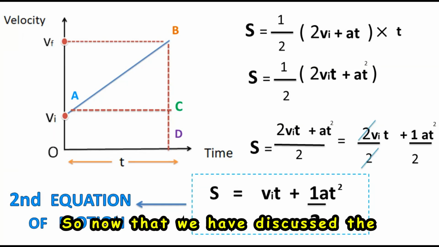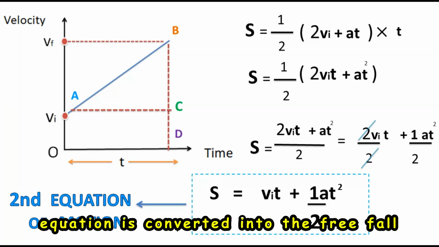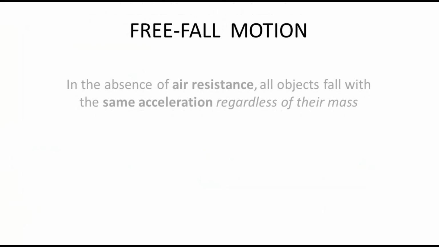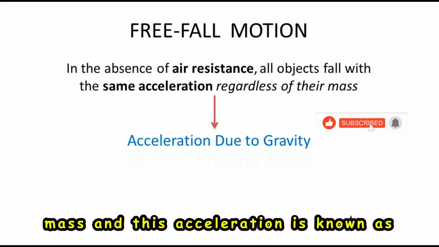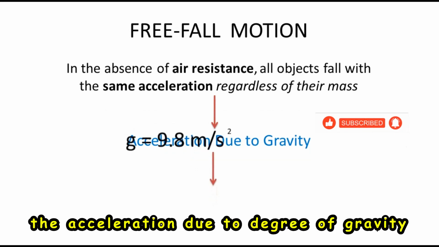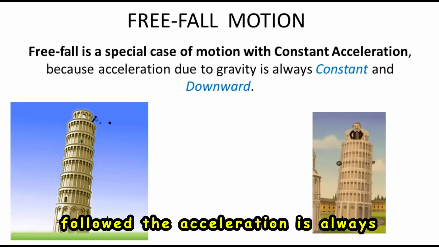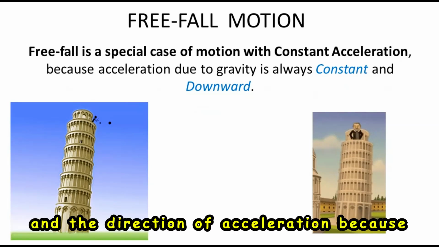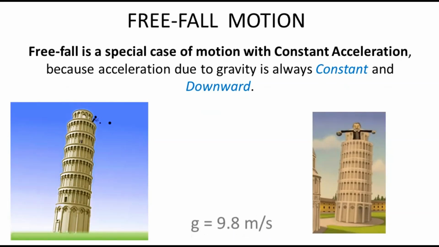So now that we have discussed the derivation of the second equation of motion, let's discuss how this equation is converted into the free fall motion's equation. In free fall, all objects fall with the same acceleration regardless of their mass. This acceleration is known as the acceleration due to gravity, and its value is always constant, 9.8 meters per second squared. In free fall motion, two conditions are followed. The acceleration is always constant, 9.8 meters per second squared, and the direction of acceleration, because acceleration is a vector quantity, is always directed downward.